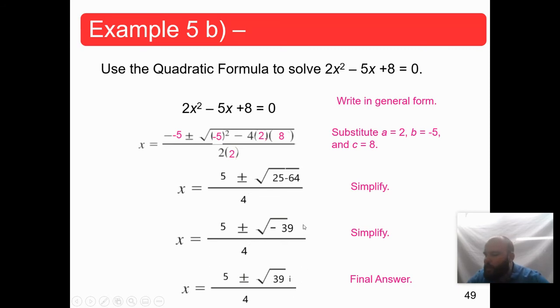Okay, so again, there's the quadratic formula. You guys should know how to use this from last year.